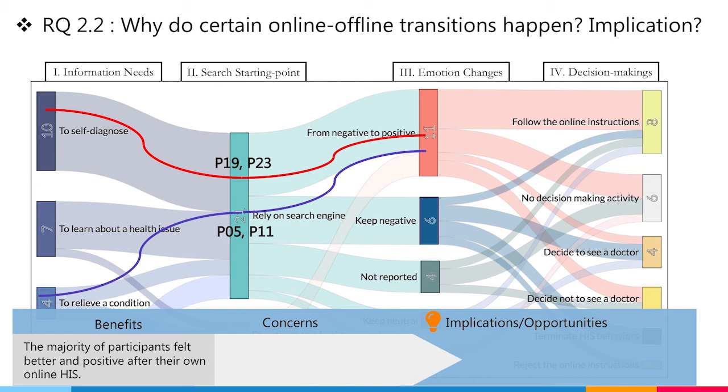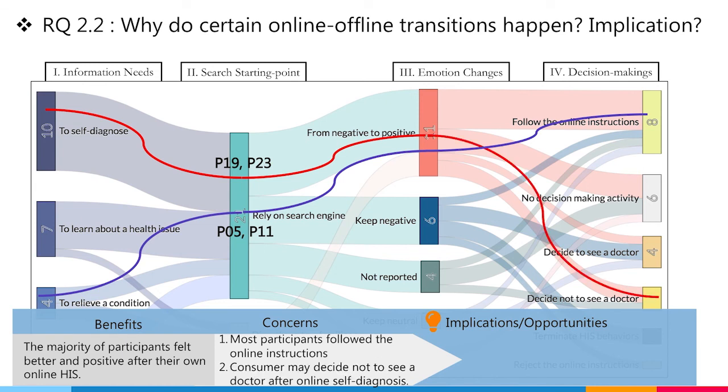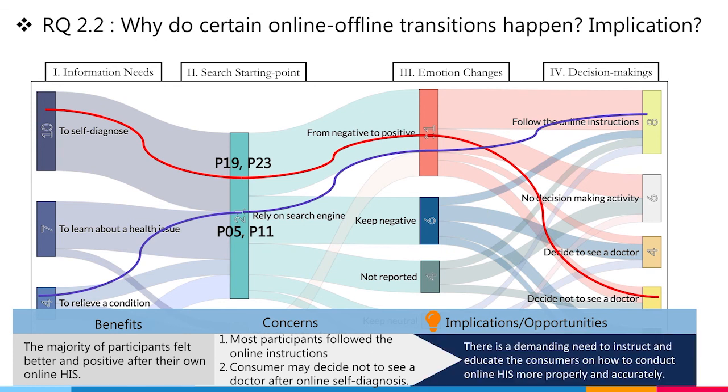However, this also raises new concerns. The first concern is that most participants follow the online instructions, like in this example. Participants 5 and 11 decided to follow the online instructions after their search. And another concern is that consumers may decide not to see a doctor after their online self-diagnosis because they believe their symptoms or conditions are very common or mild according to the information they found online. So given these findings, we think there is a pressing need to instruct and educate the consumers on how to conduct online health information seeking more properly and more accurately.